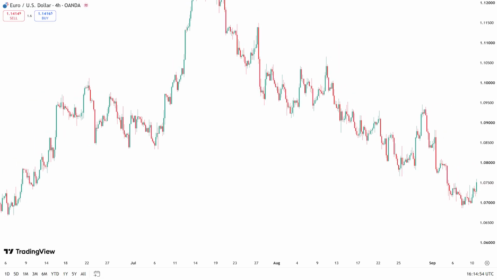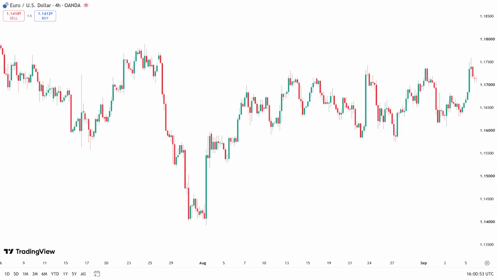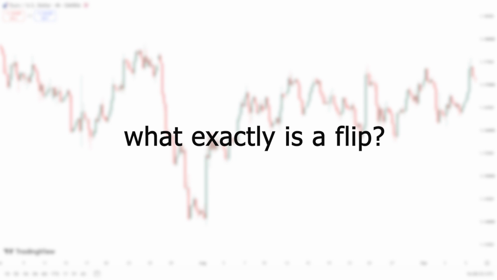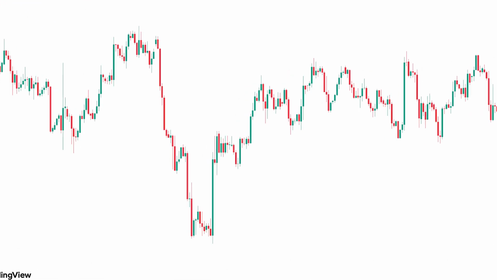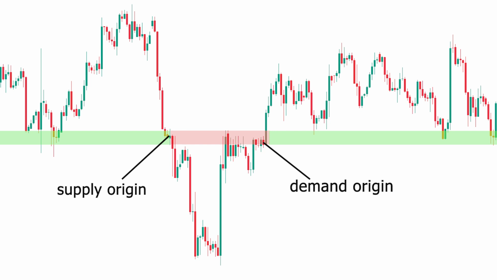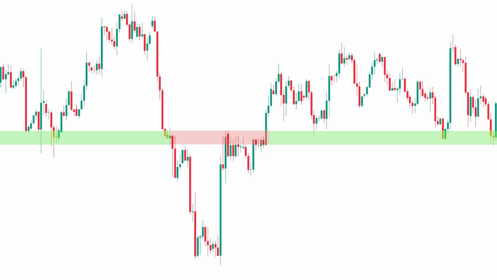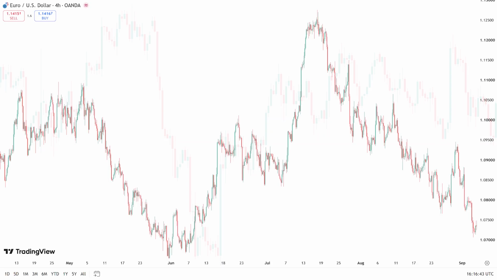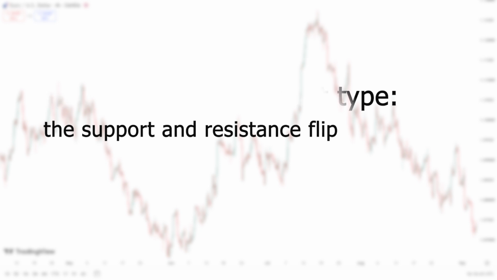Let's dive in. Before we pick the best one, what exactly is a flip? In price action, a flip happens when a specific area on your chart completely reverses its role. It's the exact moment a price level or zone shifts from preventing price movement to actively pushing it in the opposite direction.